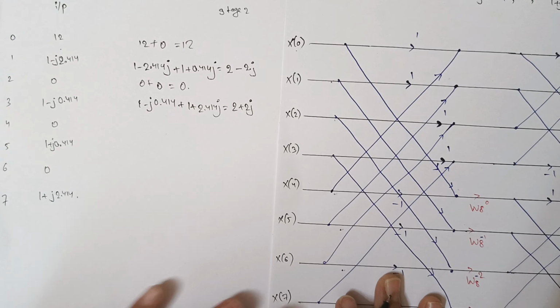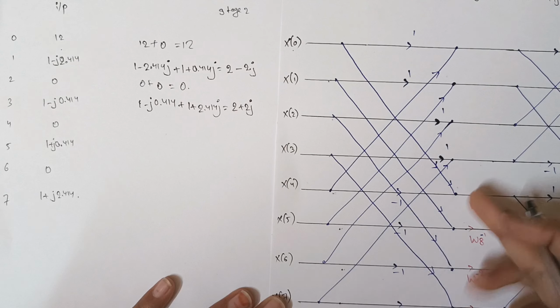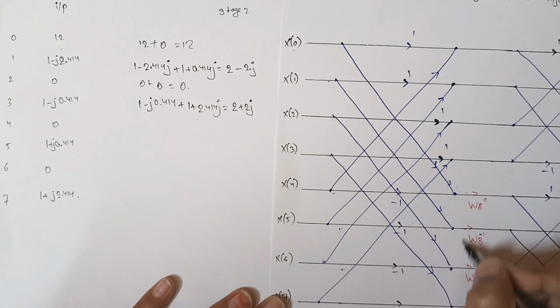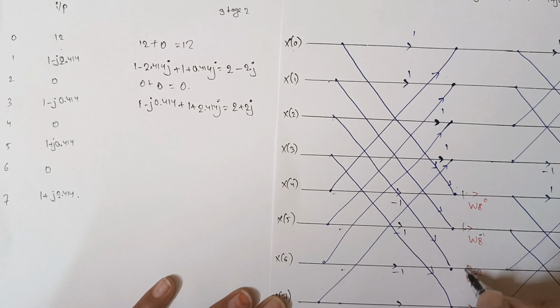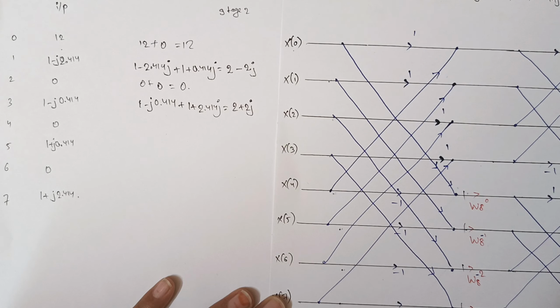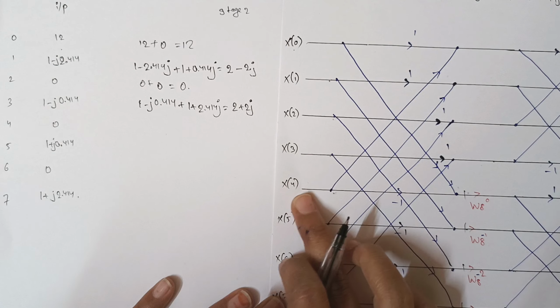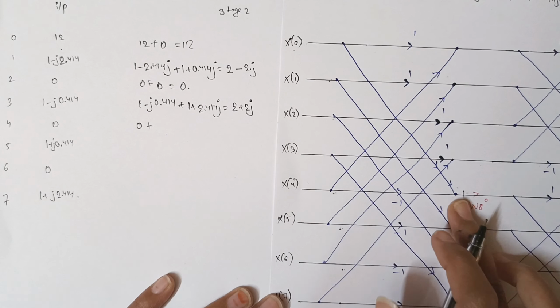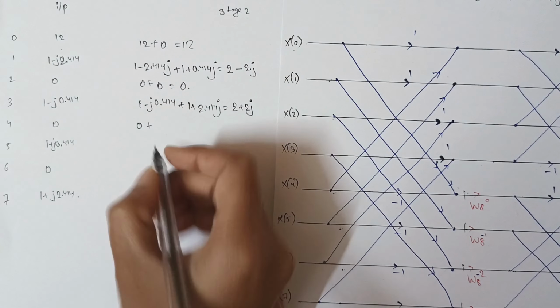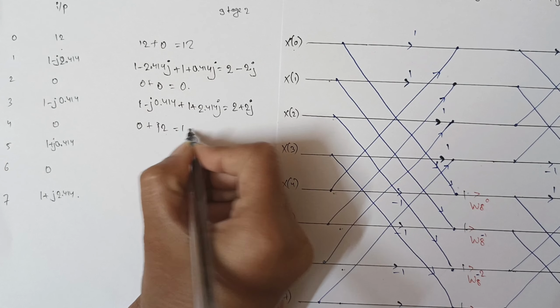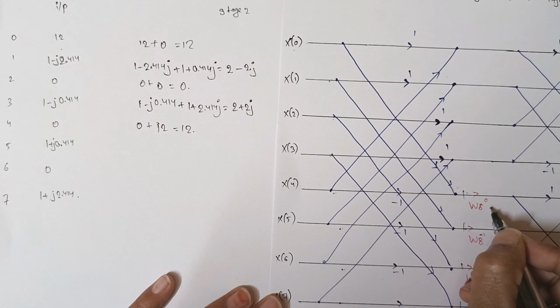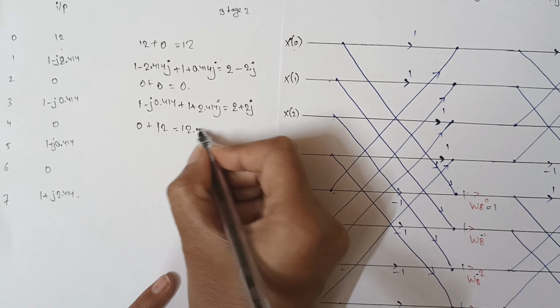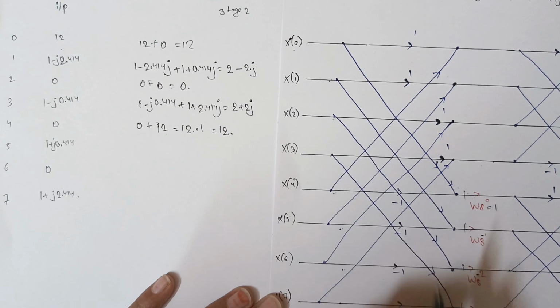Now for the 4th index, we will first calculate the things until here, and after that we will multiply with the values over here. So here I am getting x of 4, that is 0, and the other thing I am getting from the 0th index, that is 12. So 12, it will be equal to 12, and if we multiply it with W of 0, that is equal to 1, so that will also give us 12.